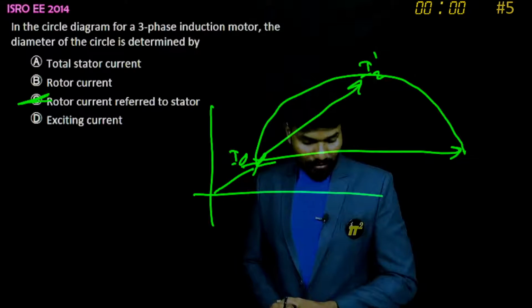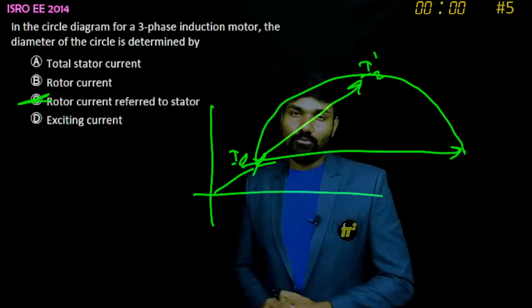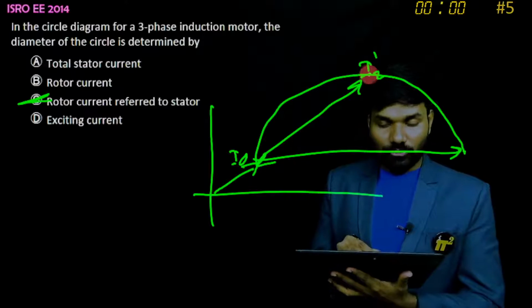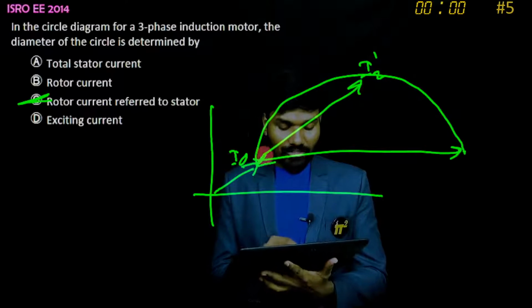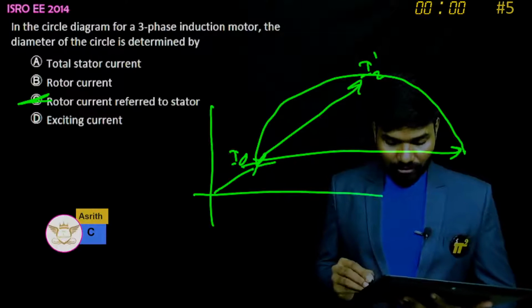Only Ashrita said the right answer. It's not total stator current. Total stator current could be what? It is nothing but if you add this I0 to this I2, that's the total stator current. But here, the diameter of the circle is just this. Just focus, Raju. So Ashrit is right for this.